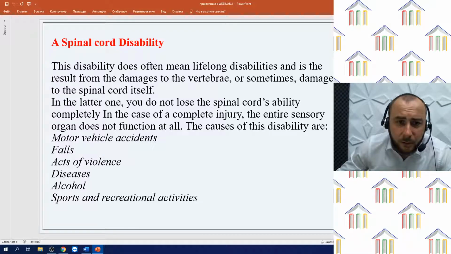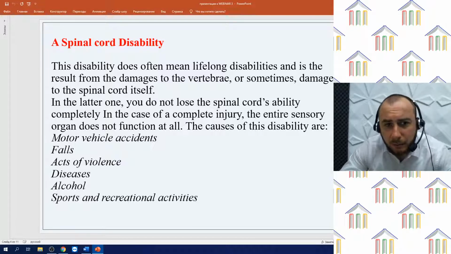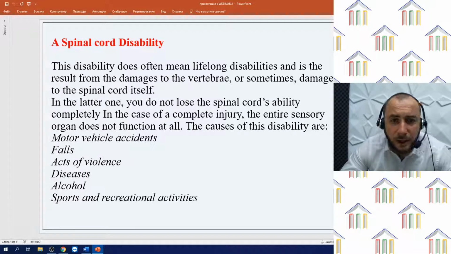The two things people identify with disability are paraplegia and quadriplegia. The first results from injury to the spinal cord, while the latter happens because of damage to the spinal cord in the neck.